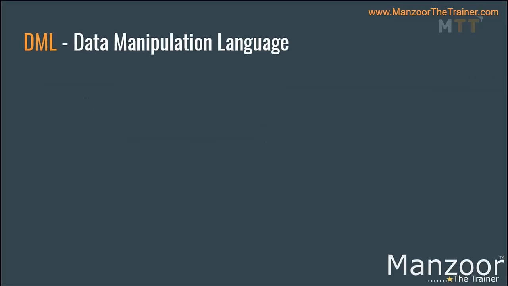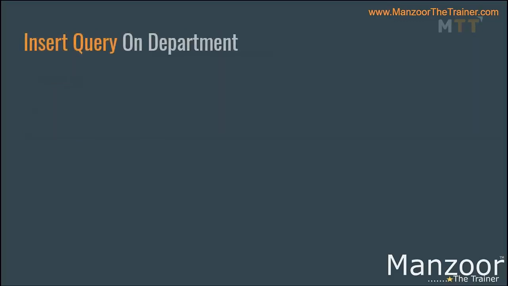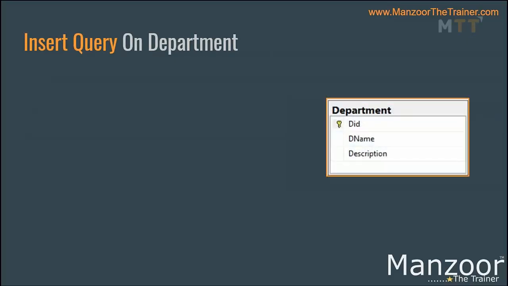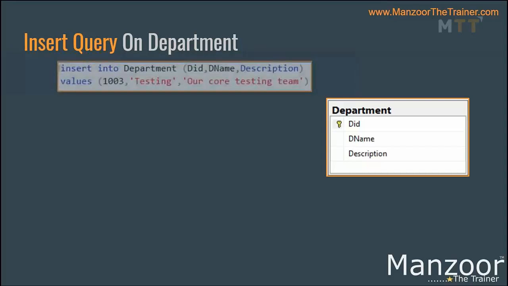Data manipulation language, DML: insert, update, delete, select. Select is our main job, and insert, update, delete are very simple things. It's not a big deal. Insert query on department. This is our department table: department ID, department name, description. I want to insert a record in this. Till now, what we have done is we used the UI and we inserted. But now we are not going to use the UI. We are going to write a query.